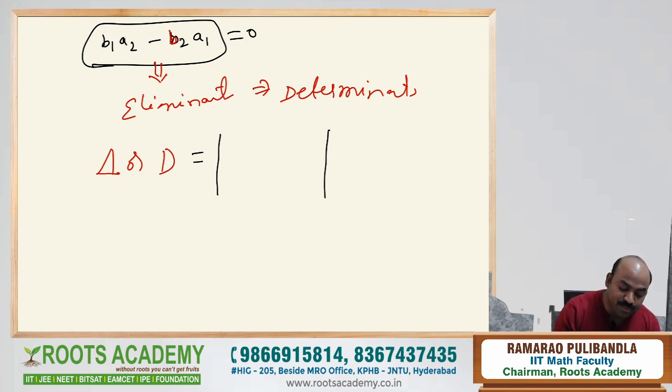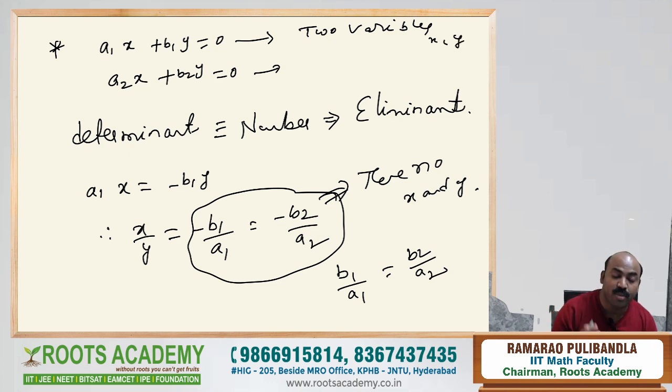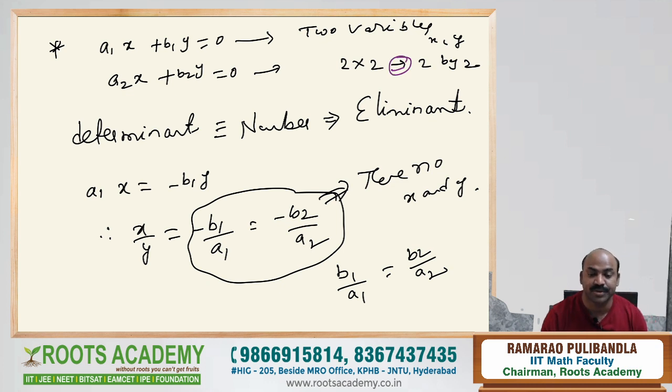So here, if you observe very carefully, this has two variables, students. How many variables are there? Two variables are there. What are those two variables? That is nothing but x and y. Therefore, we call it a 2 by 2 determinant. So how to read this, students? 2 by 2, not 2 into 2. That is nothing but 2 rows, 2 columns. That's the meaning of 2 by 2.